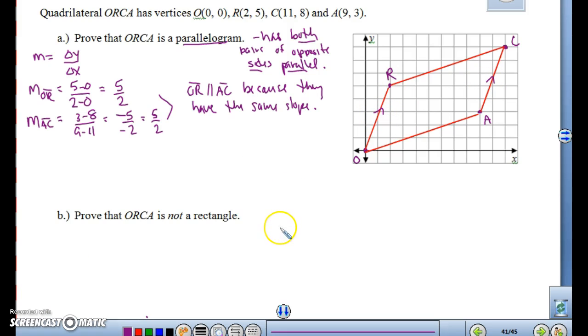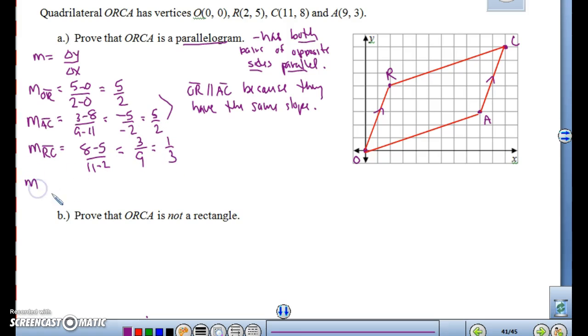OR and AC are parallel. Now we have to do the other two sides. So let's do the slope of RC. Make sure you're using the correct set of coordinates, R and C. R and C are here. So your slope is going to be 8 minus 5 over 11 minus 2. 8 minus 5 is 3, 11 minus 2 is 9, 3 over 9 is 1/3.